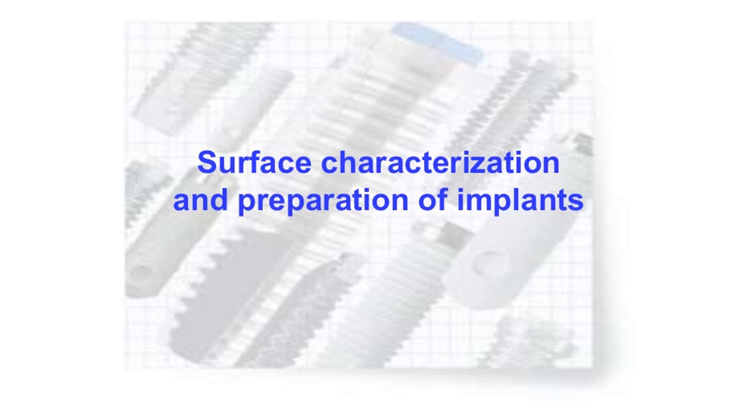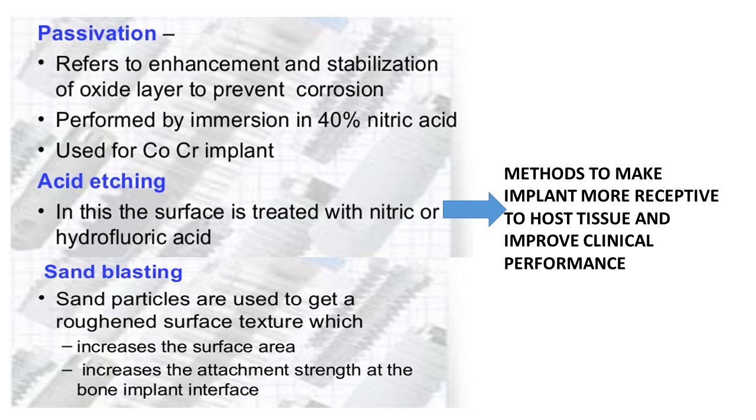Now let's talk about the surface characterization of implants. So basically, that can make the implant more receptive to host tissue and improve the overall clinical performance. So we can carry out certain procedures or treatments on the surface of the implant to make it more receptive and to improve the properties. So we can carry out passivation. This is the enhancement and stabilization of the oxide layer, and this in turn contributes to the corrosion resistance. And how is it done? By immersion in 40% nitric acid. This is only used for cobalt chromium implants.